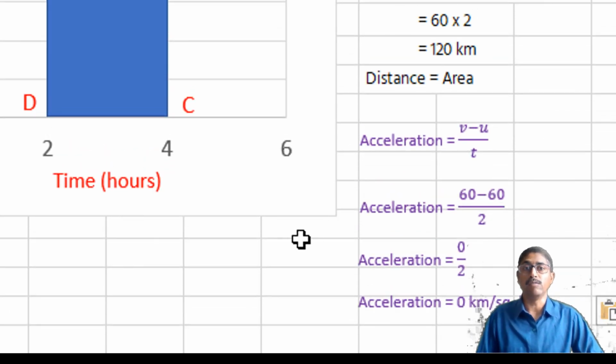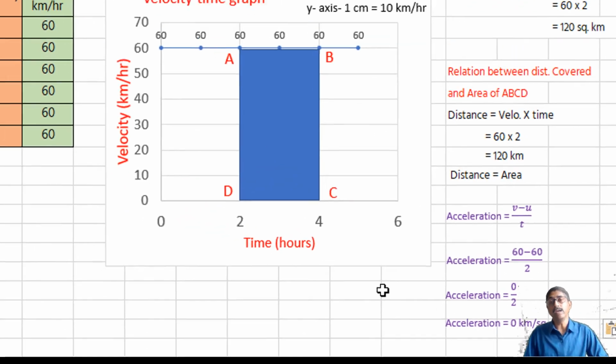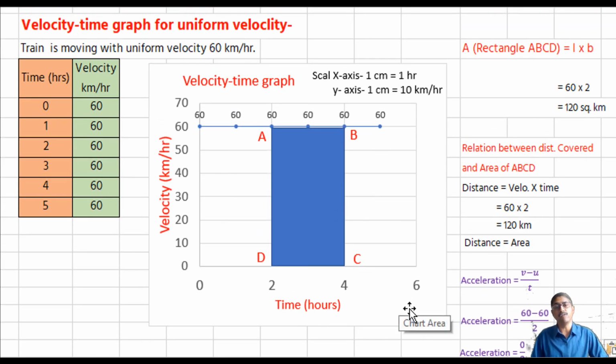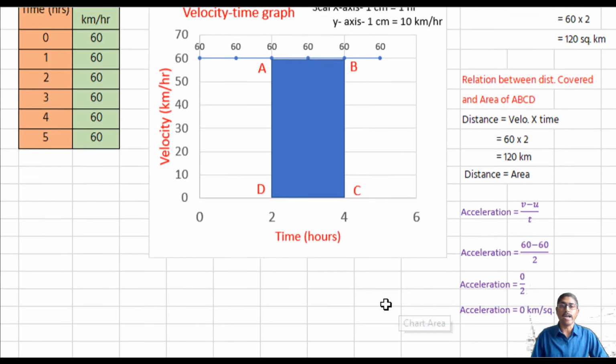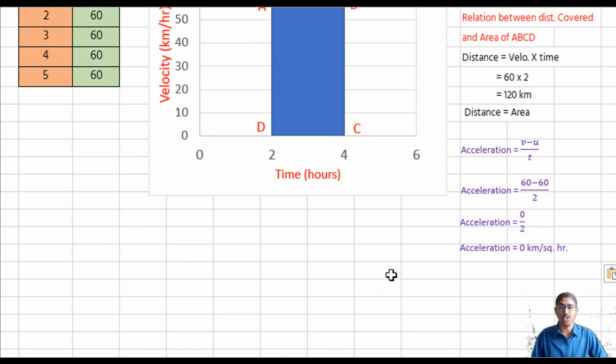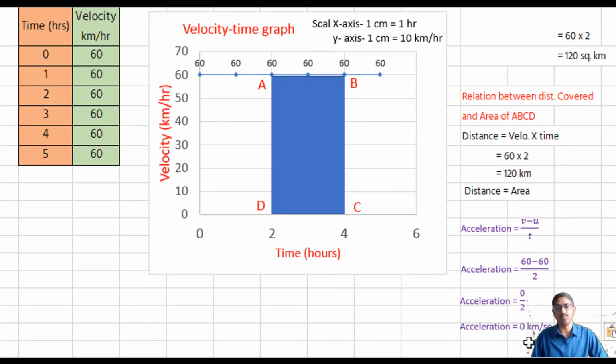We have studied that when the velocity of any object is constant, at that time acceleration is 0, and here by the graph it is proved that acceleration is 0.